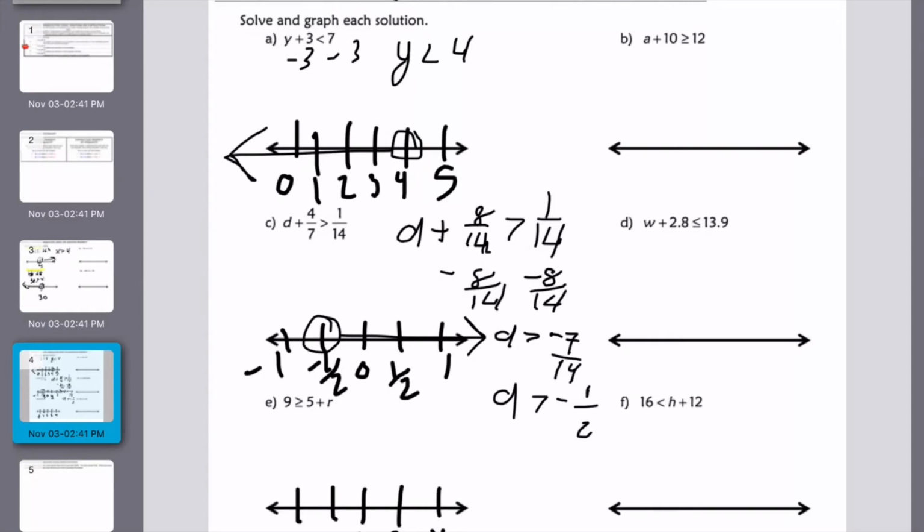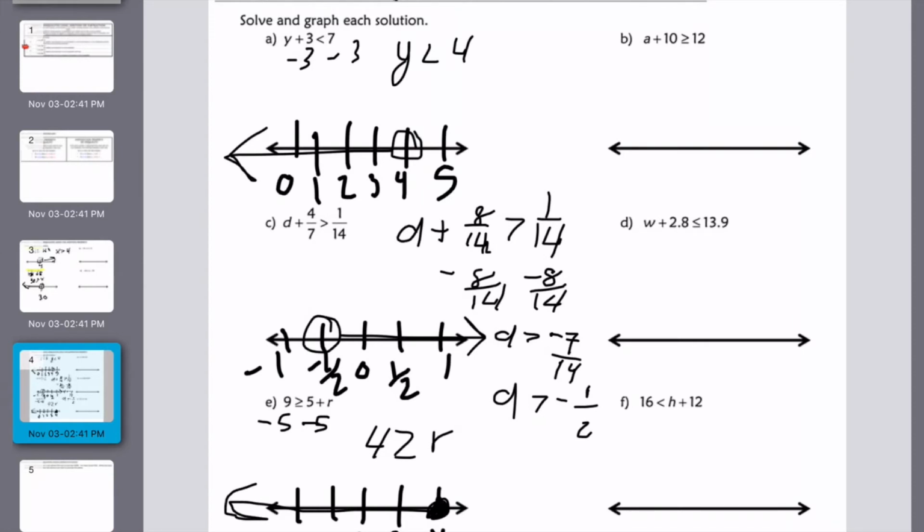Part E. 9 is greater than or equal to 5 plus r. So if I'm trying to solve for r by itself, that means I need to get rid of the values that are around it. So I need to subtract 5 on both sides. So minus 5, and I get 4 is greater than or equal to r. So I need to have a closed dot on 4. r is less than or equal to 4, so I move my arrow to the left.